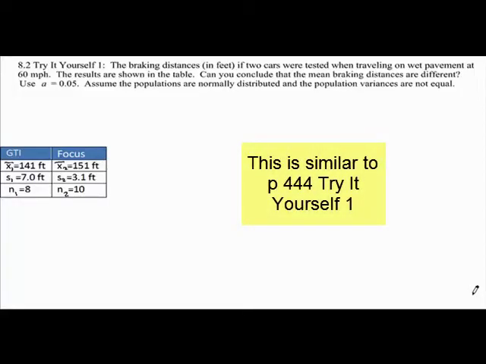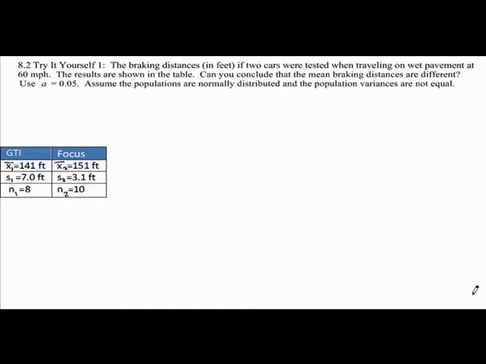8.2 Try It Yourself 1. The braking distances in feet of two cars were tested when traveling on wet pavement at 60 miles per hour. The results are shown in the table. Can you conclude that the mean braking distances are different? Use alpha equals 0.05. Assume the populations are normally distributed and the population variances are not equal.